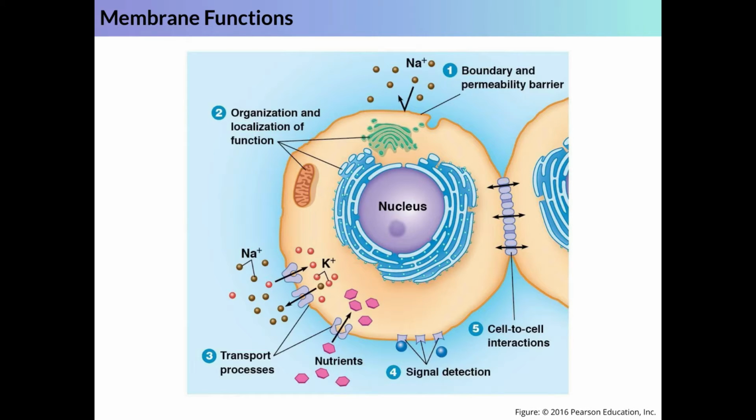As I just mentioned, the membrane separates the cell from its surroundings and it acts as a permeability barrier. And it can act as a permeability barrier because of its structure, as we'll discuss in more detail later. The membrane also serves to segregate function.